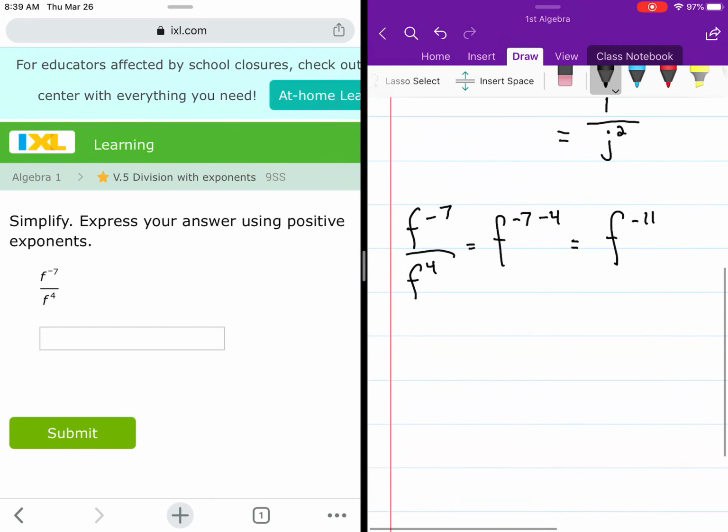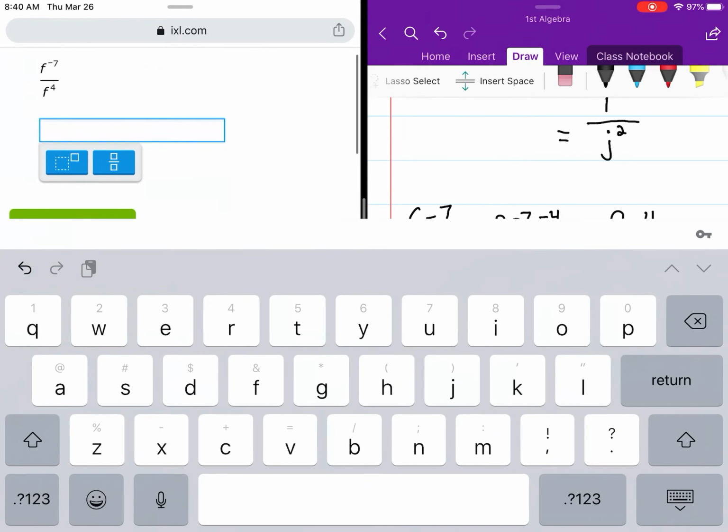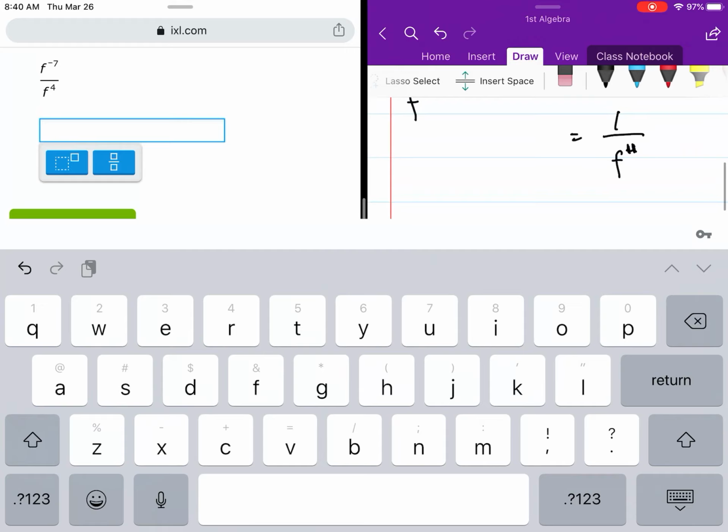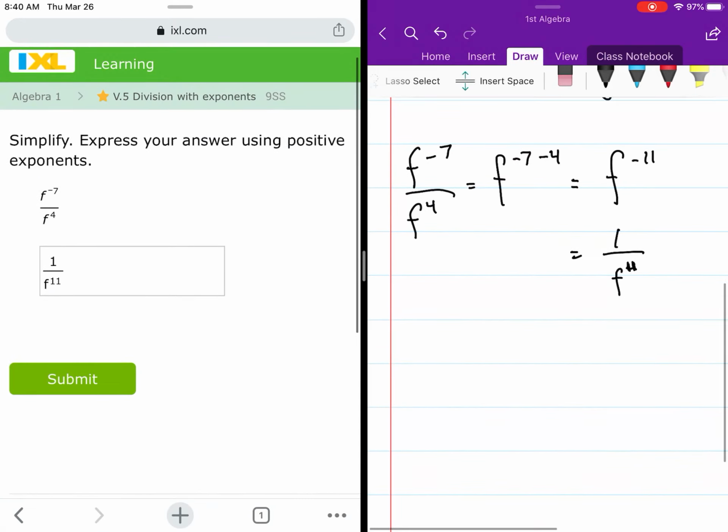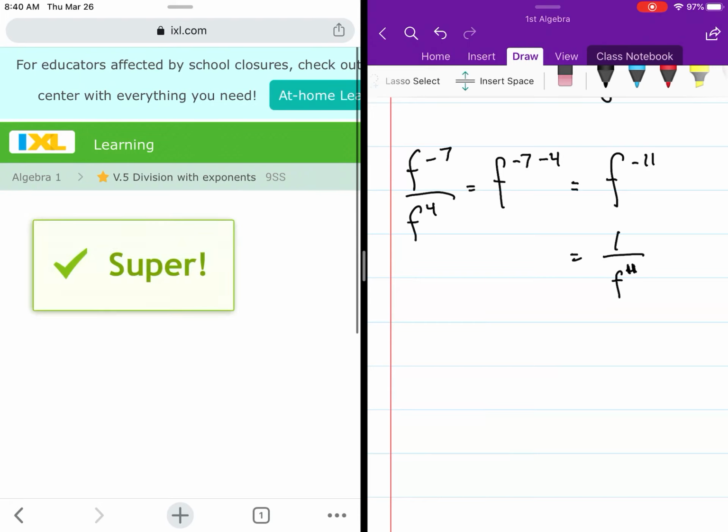So same as the previous example, I'm going to write it as a fraction to make that exponent positive. So 1 over F^(-, positive 11), sorry, not negative, positive. So come over to IXL and let's type that in. Fraction 1 over F exponent 11. And that will be my answer right there.